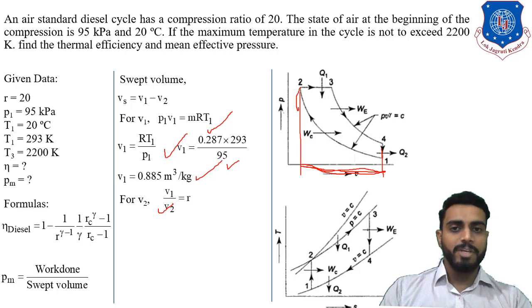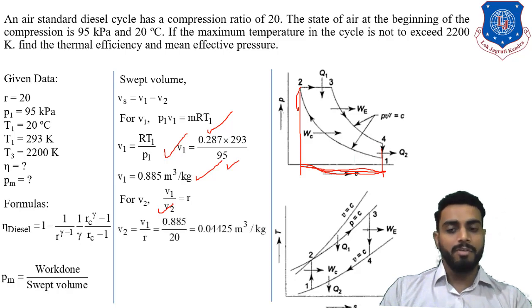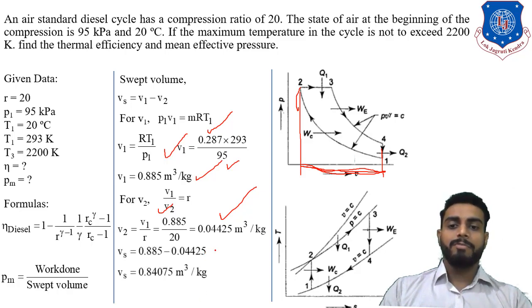If you make V2 the subject, then you will have the value of V2 equal to V1 divided by R, 0.885 divided by 20. So that is 0.04425 meter cube per kg, right? Now we have the value of V1 and V2. So you subtract V2 from V1, and we will have the value of Vs as 0.84075 meter cube per kg, right?